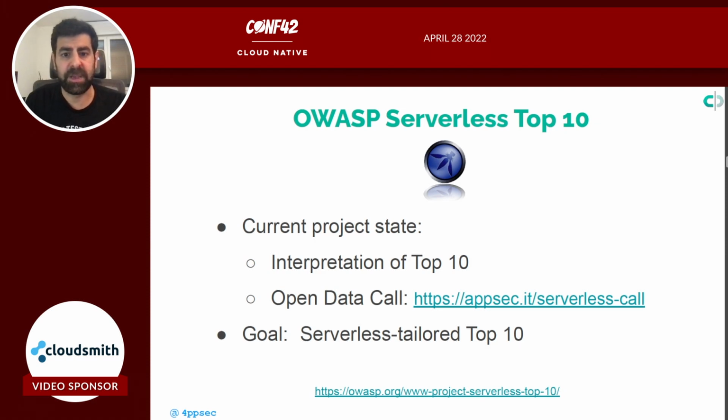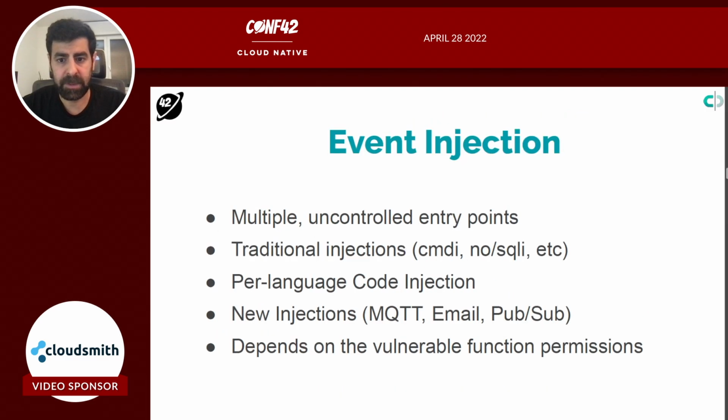All right, so we said we're going to talk about the security top 10. So what is the main project, the OWASP Serverless Top 10 project, that right now interprets the original top 10 security risks, running an open call for a few years. There is little data, so we're waiting for more data to come up to create a serverless tailored top 10. You're more than welcome to contribute to it.